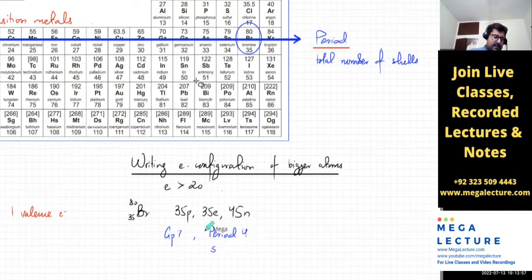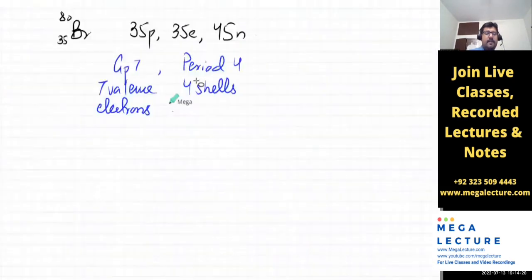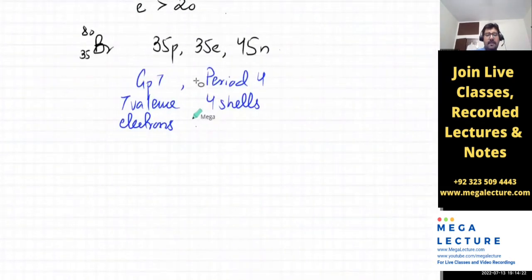It's got 4 shells. And it's got 7. I said it's got 7 valence electrons. Right, so I got all this information about bromine by just looking at the periodic table, right? Now, writing the electronic configuration of a bigger atom, how do you do that?